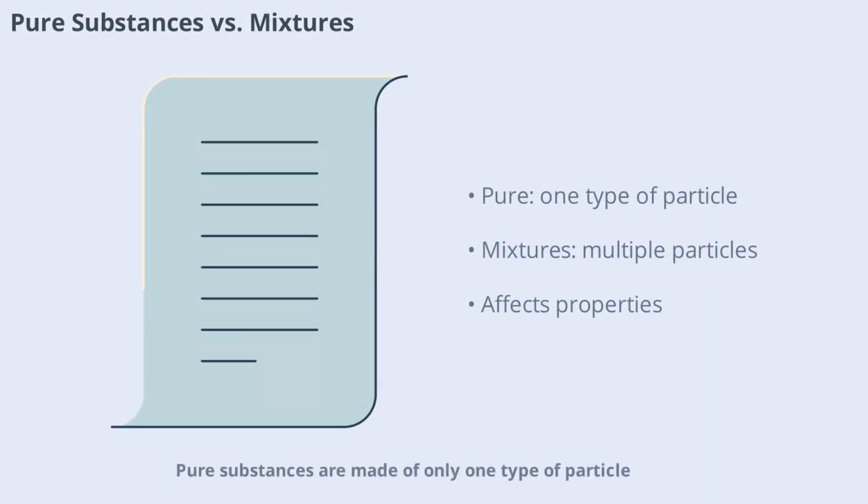Pure substances are made of only one type of particle, like distilled water or pure gold. Mixtures contain two or more different particles, like air or salad. Pure substances have consistent properties, while mixtures can vary. This distinction is important in chemistry and industry, helping us create materials with specific qualities. Knowing the difference helps us purify substances and design new products.